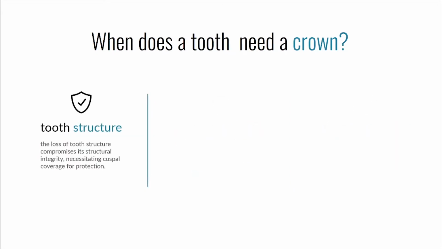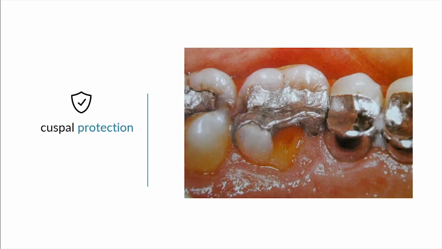So let's start with this idea of tooth structure. Sometimes we get in a situation where the loss of tooth structure will compromise the structural integrity of the tooth. And what is compromised is actually going to be the cusp. And we want some cuspal coverage of this tooth just so that it will prevent further breakdown.